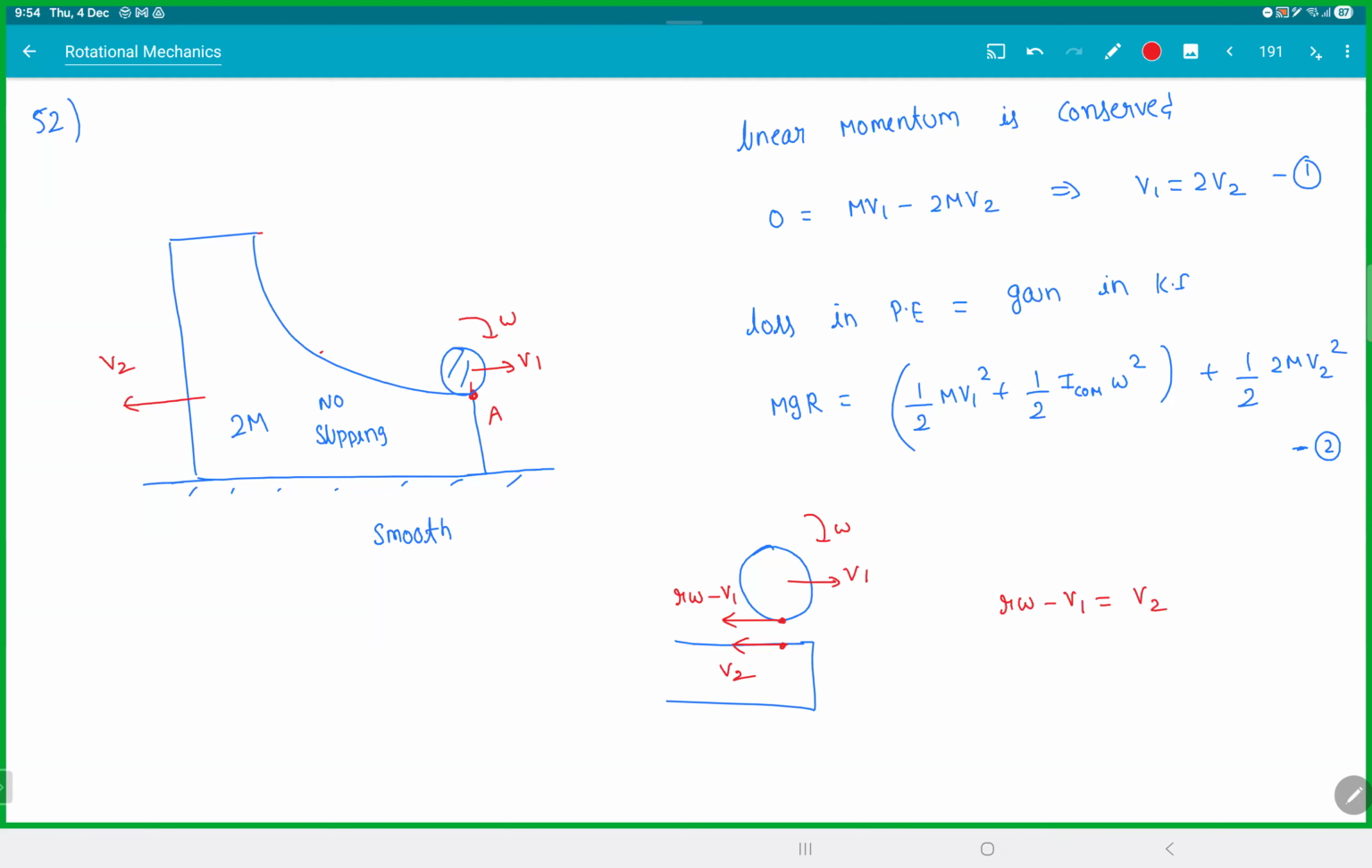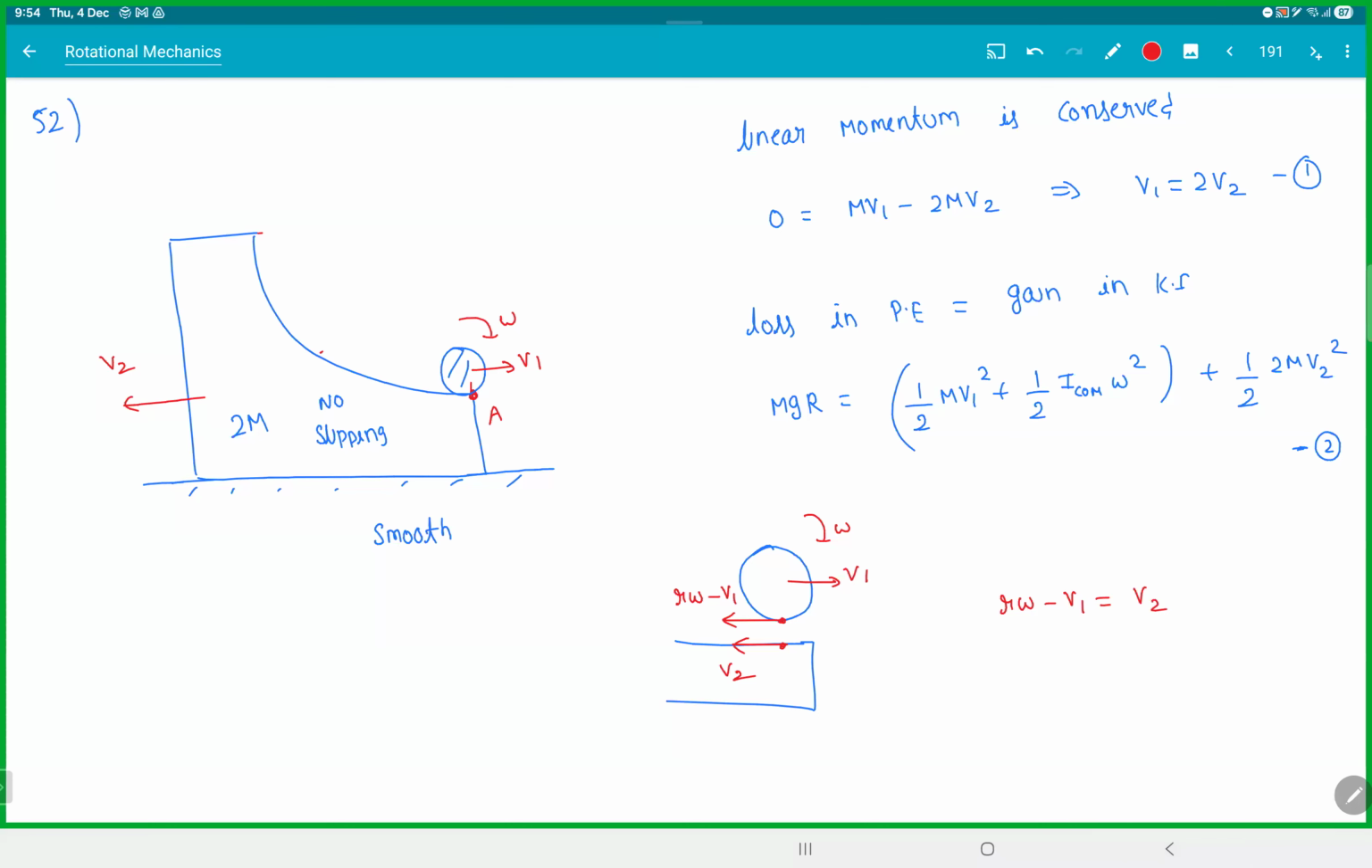Are you clear with this? That's your no slipping condition. It's not v is equal to r omega. Are you getting why every time I keep saying don't say v is equal to r omega? You will get trapped like this. v is equal to r omega is never the no slipping condition. It becomes the no slipping condition in some special cases when the floor is not moving. Here the floor is moving.